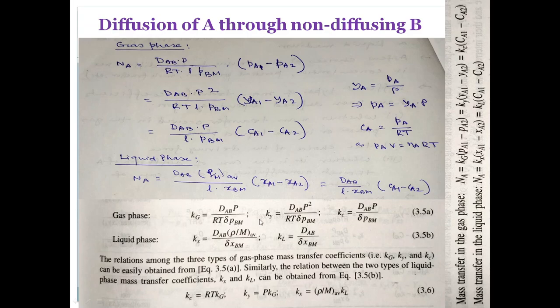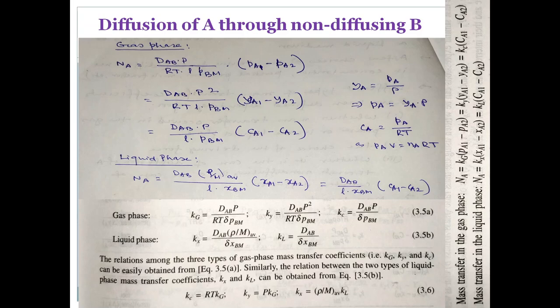So in this case, you can calculate the mass transfer coefficient easily if you know the value of delta. Delta is the boundary layer thickness, because except this delta term, other parameters are easily accessible. For a problem, you can get it.